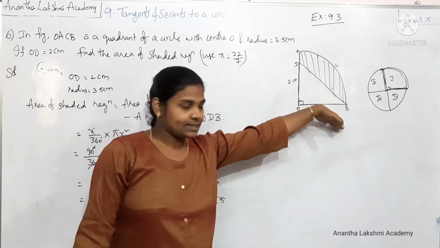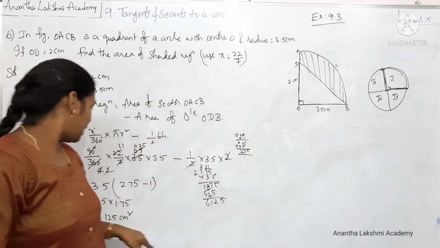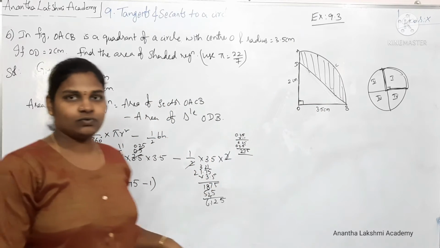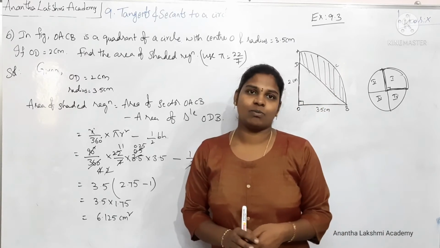The area of the sector which is making 90 degrees minus the area of the triangle, and we got the answer as 6.125 square centimeters. That is about problem number 6. Let's look at the next problem.